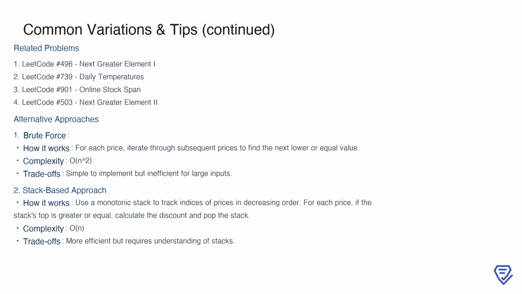On the other hand, the stack-based approach is much more efficient. By using a monotonic stack to track indices of prices in decreasing order, you can quickly determine the next eligible discount for each item. If the top of the stack represents a price greater than or equal to the current price, you can calculate the discount and pop the stack. This method significantly improves the time complexity to O(n), while maintaining clarity and logic.